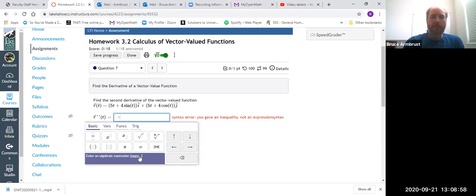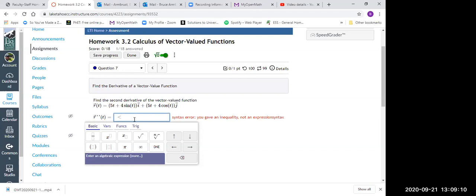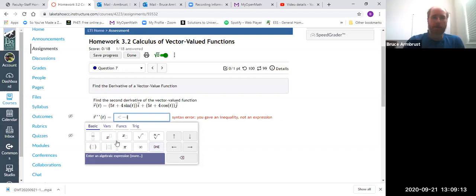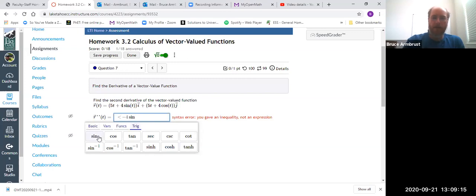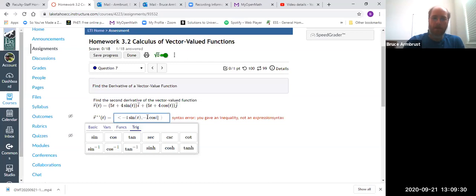Okay, well, let's see if we can figure it out. I'm going to try using the kind of notation that I use. So the second derivative of this one would be -4 sine of t. And then the second one is going to be -4 cosine. All right, so I'm going to try it this way. Well, actually, it won't let me. It's even telling me that there's a syntax error.